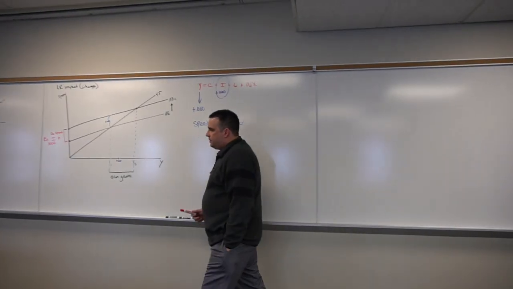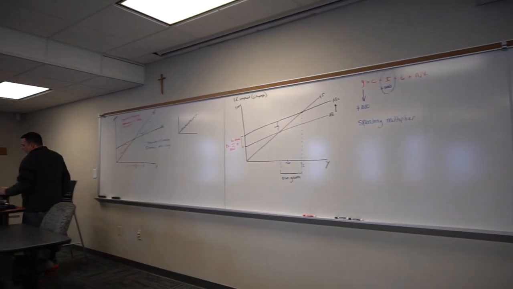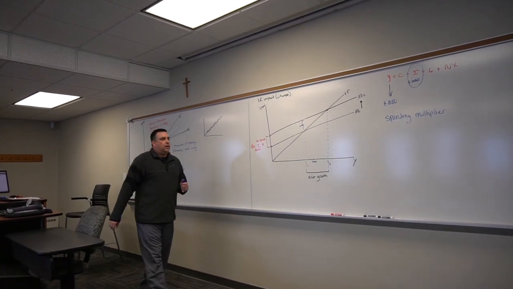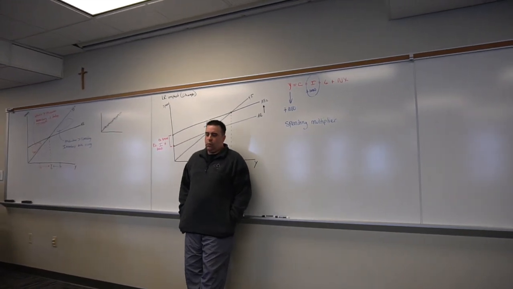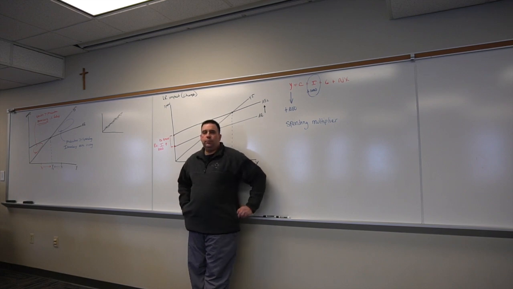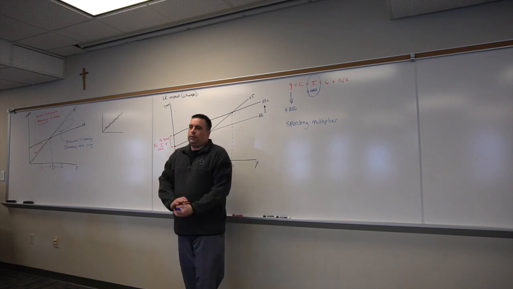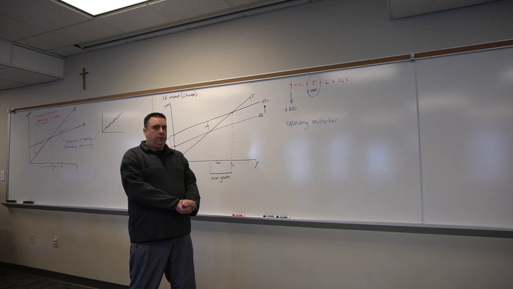So we have this spending multiplier, and I want to go ahead and give it a formal name and definition. We formally call this the expenditure multiplier. The expenditure multiplier shows that the change in long-run real GDP is greater than the change in initial spending.